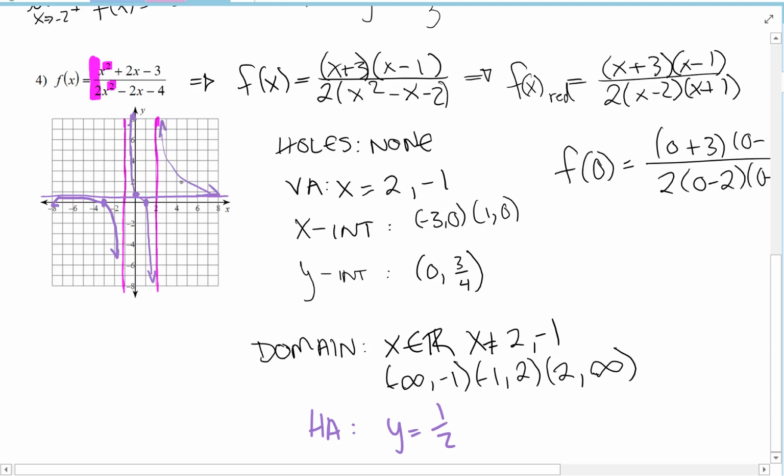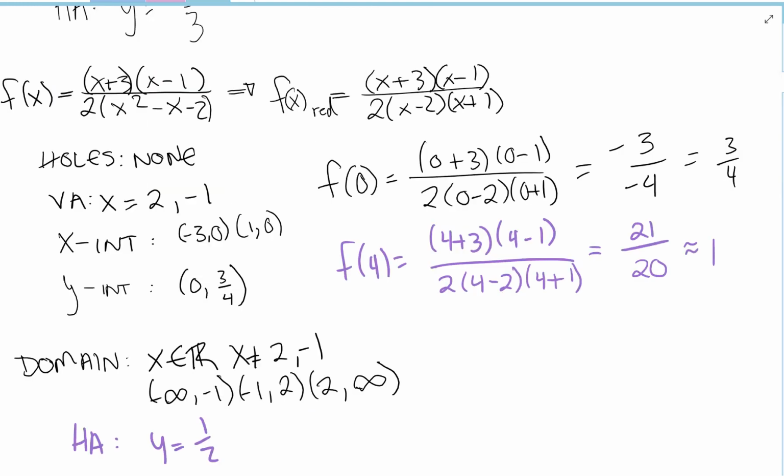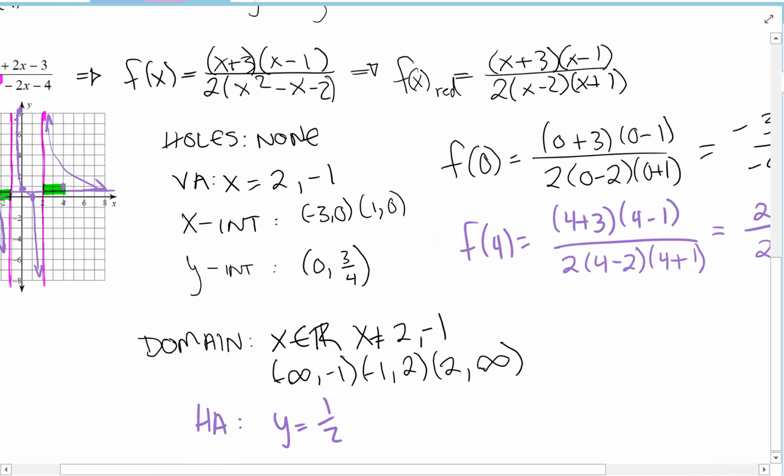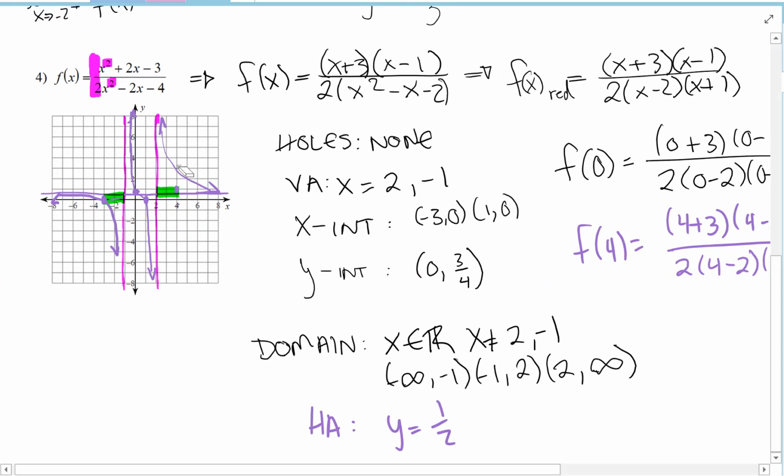I'm going to plug in 4, because it's 2 units away from the vertical asymptote, and this point is also 2 units away from the vertical asymptote. I think my point is going to be here, but let's test it out. So plugging in 4 gave us 21 over 20, which is basically 1, which is what we had predicted before. As you start to get a little bit more familiar or comfortable with rational functions, you can see the patterns of symmetry that they have.